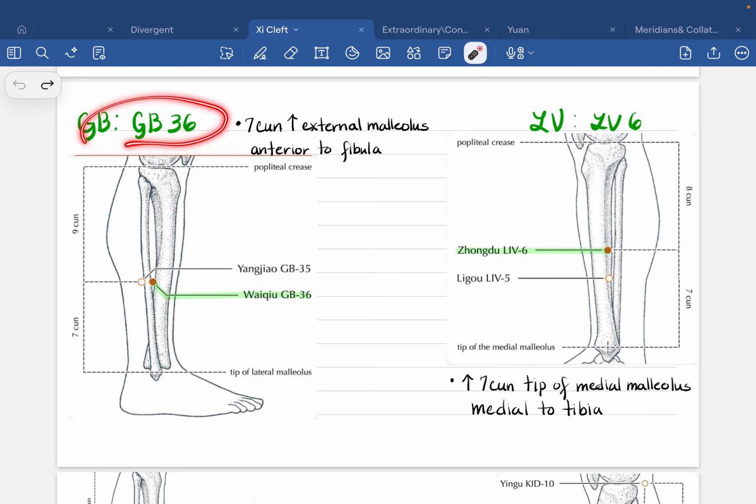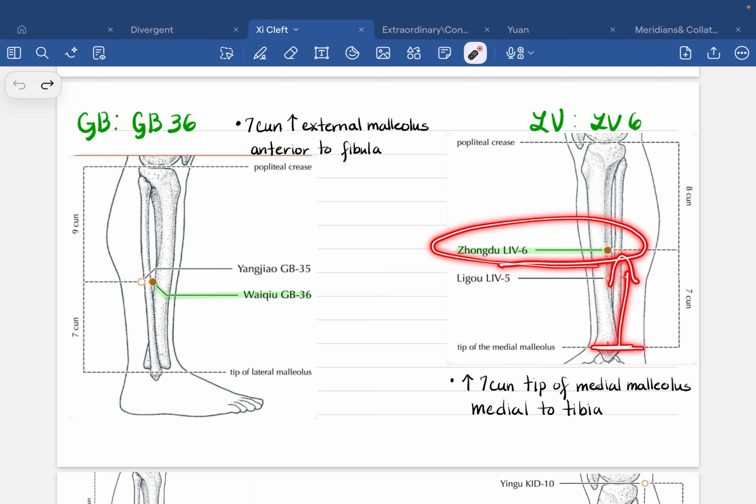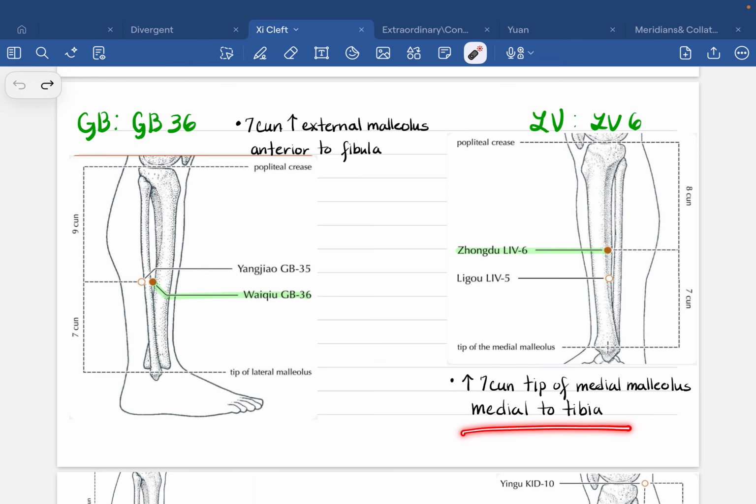But GB 36 is the xi-cleft point for the GB, and it's 7 cun up from the external malleolus, anterior to the fibula. Now, liver 6 is the same thing. You see 7, 7, but this one is 7 cun up from the tip of the medial malleolus, medial to the tibia. Okay, medial malleolus, 7 cun up. That's liver 6, and it's medial to the tibia.